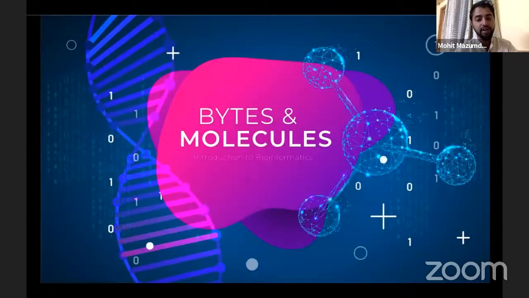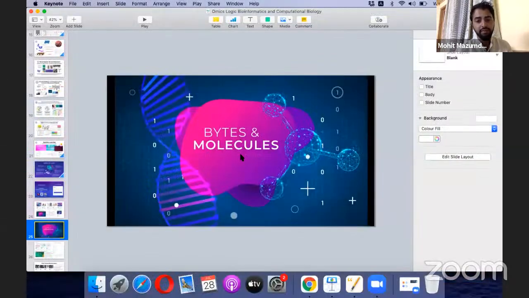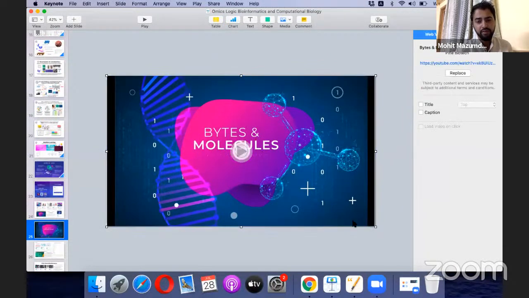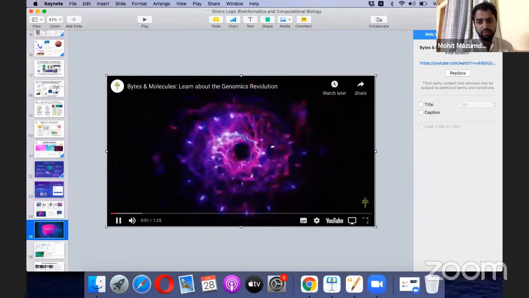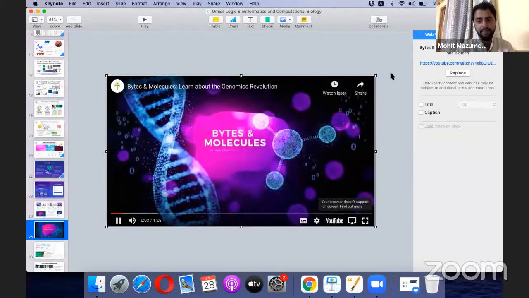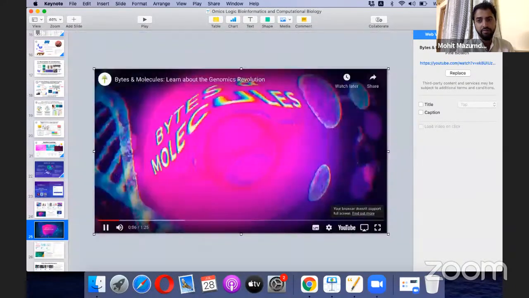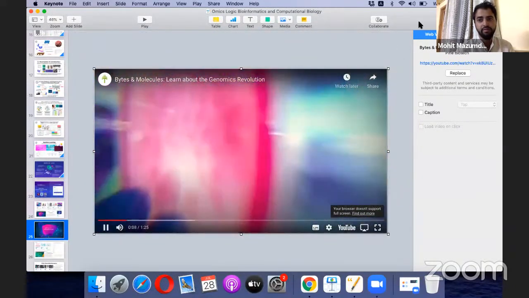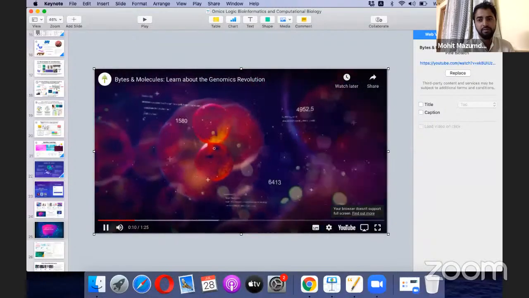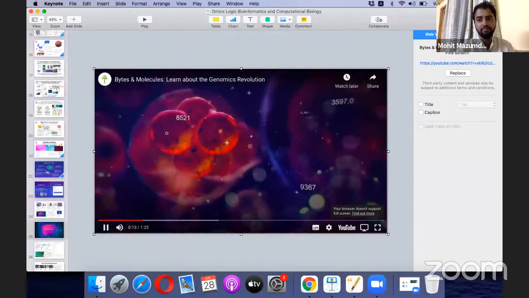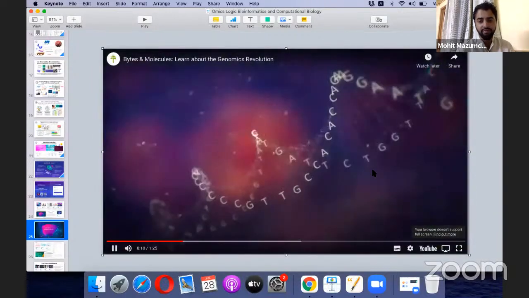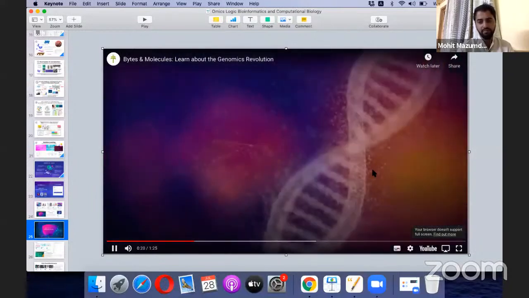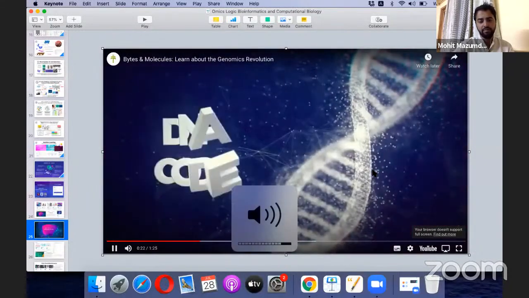So let me just quickly show you a video for the same. Bytes and molecules. Every living cell has its own hard drive where it stores bytes of information needed to function and grow, adapt to environmental changes, and fight off dangerous intruders. This information is stored in molecules that are arranged in sequences of letters, referred to as DNA code.